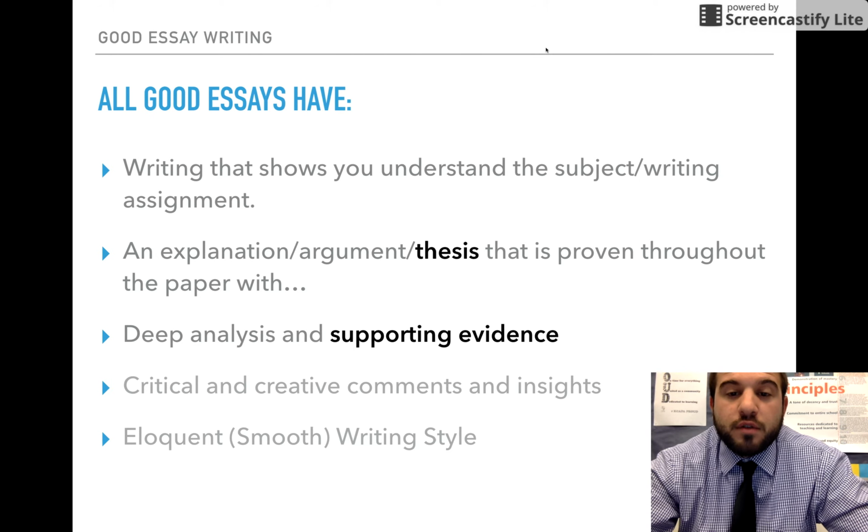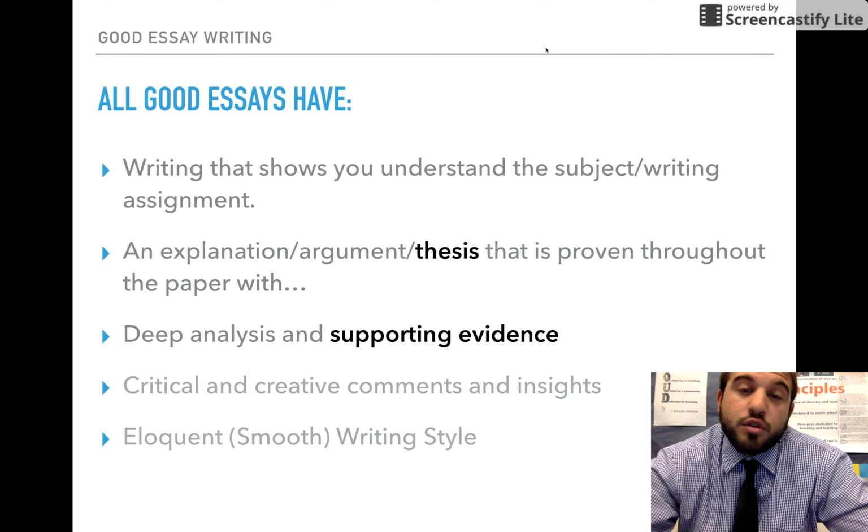There should be critical and creative comments and insight throughout the paper, and you should have it written in a way that's a smooth writing style. Eloquent just means it flows.